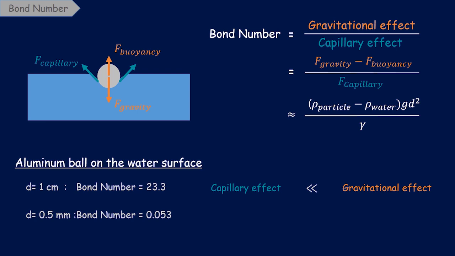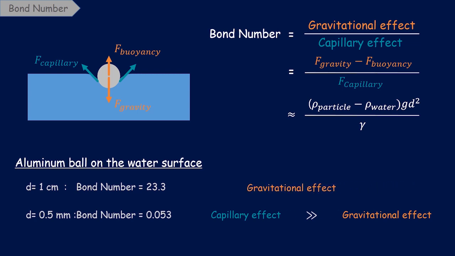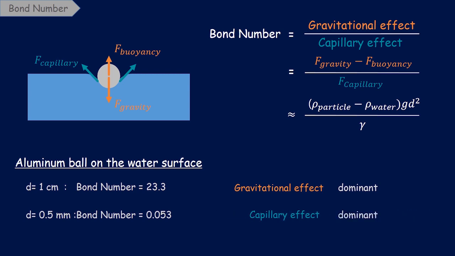The Bond number becomes 0.053, which means the gravitational effect is much smaller than the capillary effect. So, if the particle is large, the system becomes gravitational effect dominant, and if the particle is small, the system is capillary effect dominant. Let's see what this dominance means and how it affects the behavior of the particles.